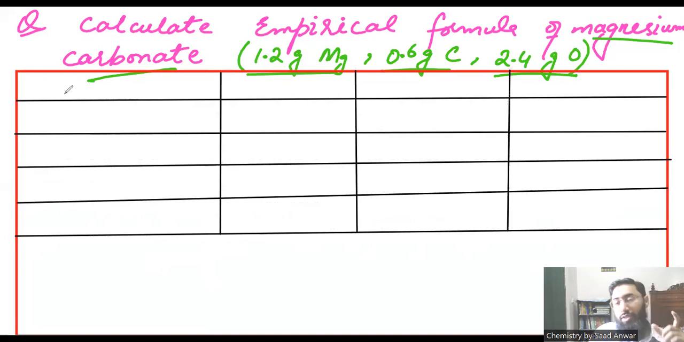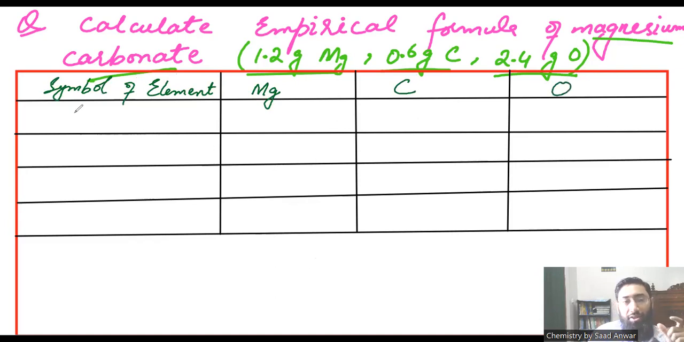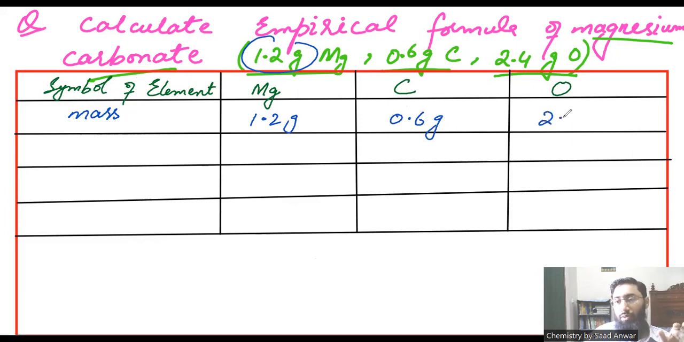Now in the first column, on the first row, put the symbol of elements. Write the symbol of the elements given in the question. In the question they have told us magnesium, so put the symbol of magnesium here, put the symbol of carbon here, put the symbol of oxygen here. Then write the given mass. The mass of magnesium given in the question is 1.2 gram, the mass of carbon given to us is 0.6 gram, and the mass of oxygen given to us is 2.4 gram.